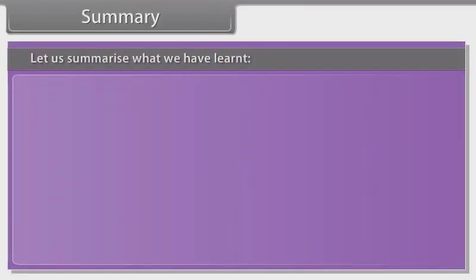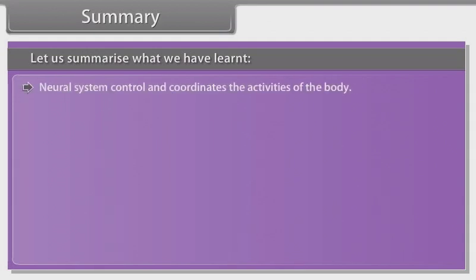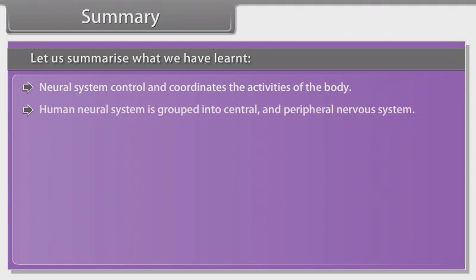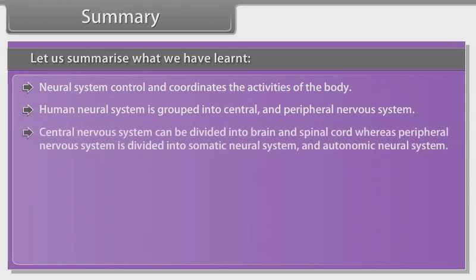Summary. Let us summarize what we have learnt. The neural system controls and coordinates the activities of the body. The human neural system is grouped into the central and peripheral nervous systems. The central nervous system can be divided into brain and spinal cord, whereas the peripheral nervous system is divided into the somatic neural system and autonomic neural system.